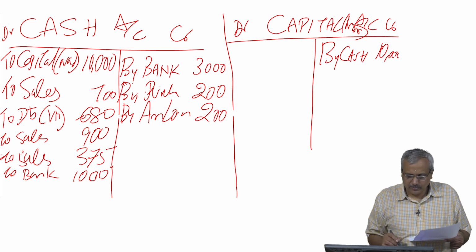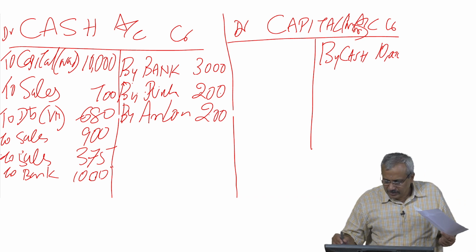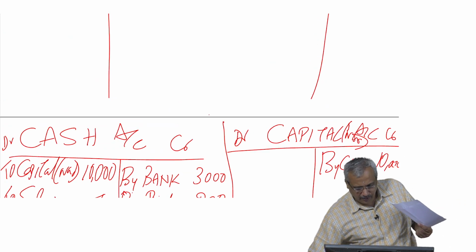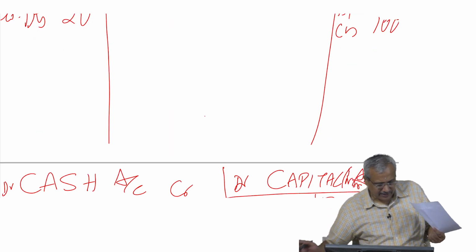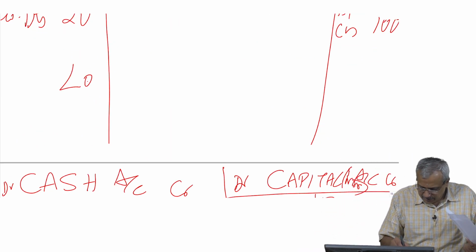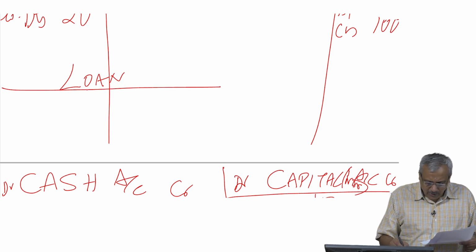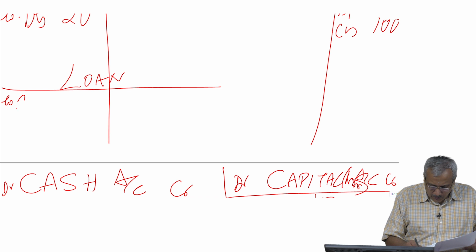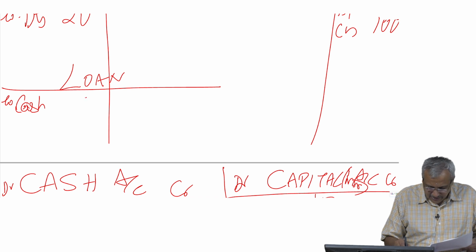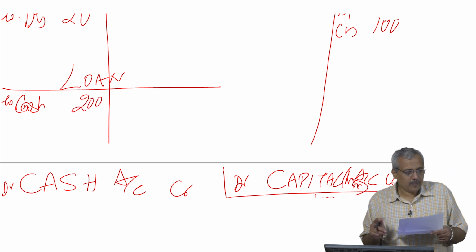is another 200 out there, and then I open another account out here, in this particular case I will say another account that is called loan account. The loan account has been debited to cash out here, and the amount in this particular case is 200.